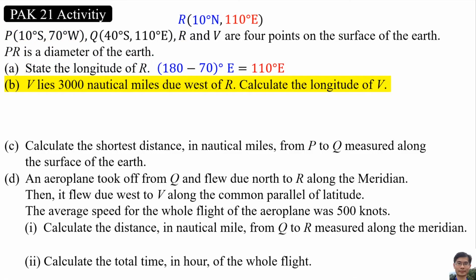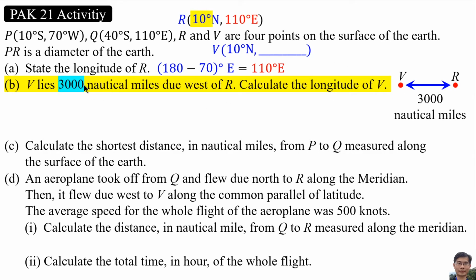V lies 3000 nautical miles due west of R. Calculate the longitude of V. So the position of V is 10 degree north, because V and R have the same latitude. Then we need to change the distance into angle. So 3000 divided by 60 divided by cos 10 degree. So it's 50.77 degree.